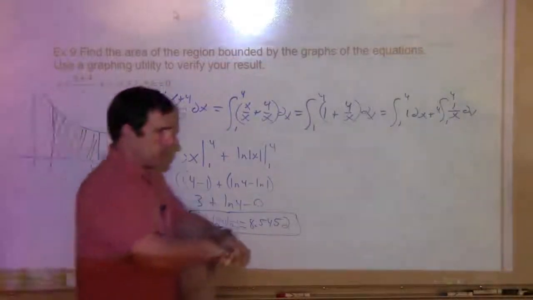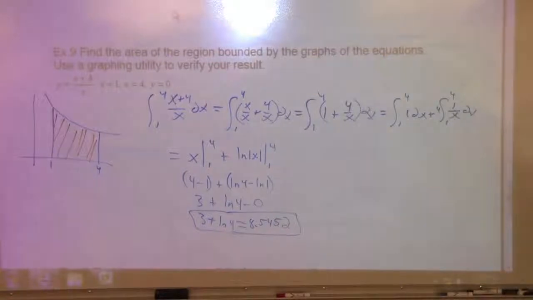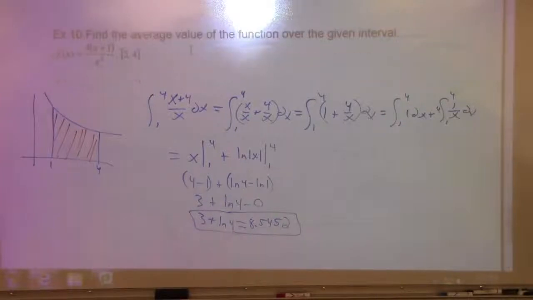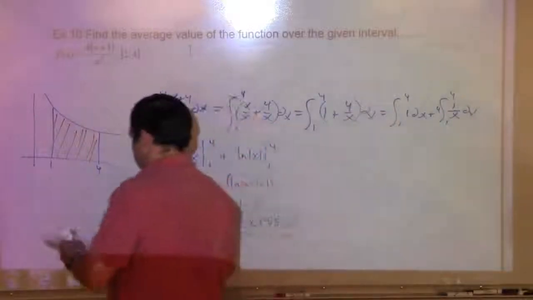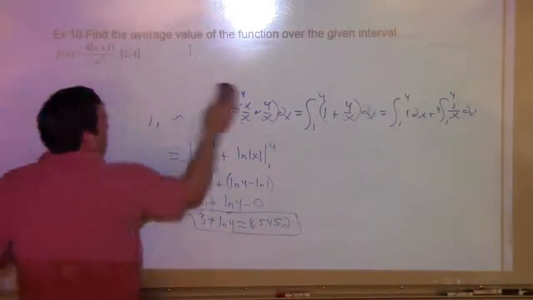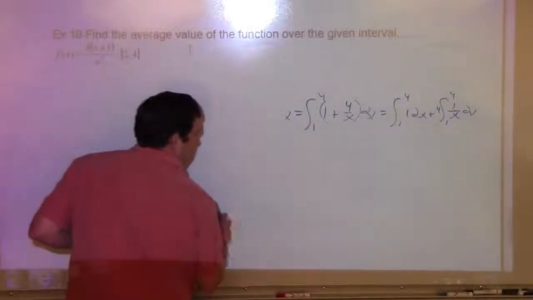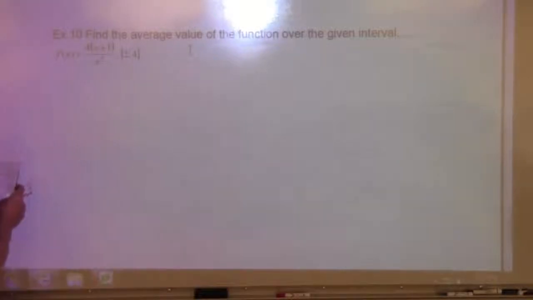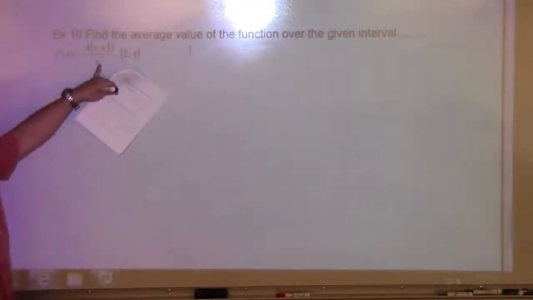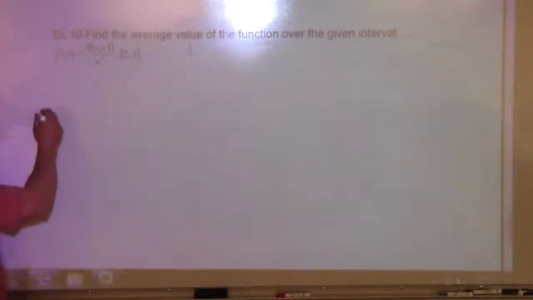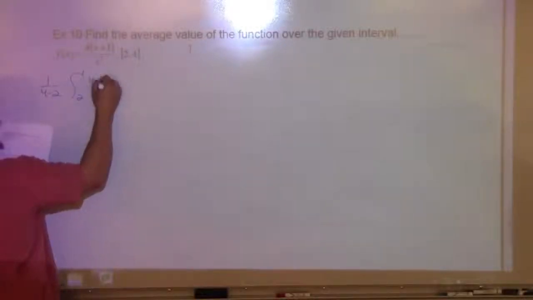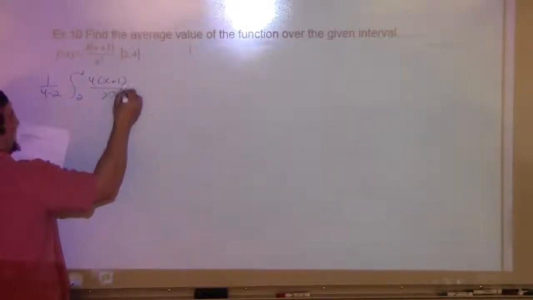Okay, got one more problem to do here. Example 10. So let's find the average value of the function over the given interval. That's from chapter 4. F of x equals 4 times the quantity x plus 1 over x squared from 2 to 4. So we have 1 over 4 minus 2 integral from 2 to 4 of 4 times x plus 1 over x squared dx.